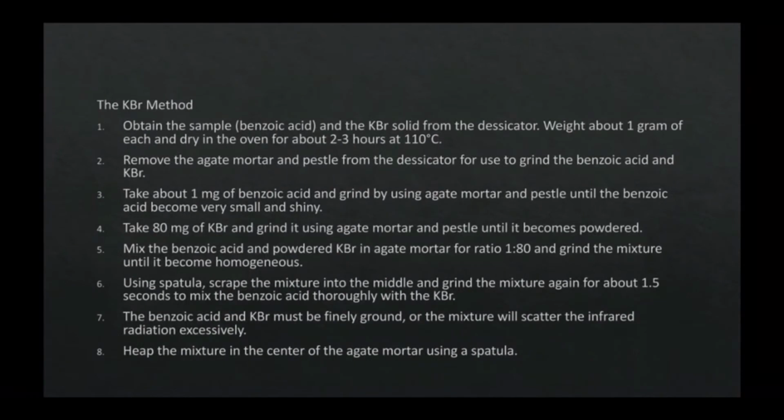Next is the procedure of the Fourier transform infrared spectroscopy (FTIR) experiment. Sample preparation is to prepare the KBr pellet of an organic compound such as benzoic acid, which we are using. For the KBr method, first obtain the sample benzoic acid and the KBr solid from the desiccator. Weigh about 1 gram of each and dry in the oven for about 2 to 3 hours at 110 degrees Celsius. Remove the agate mortar and pestle from the desiccator and use them to clean the benzoic acid and KBr.